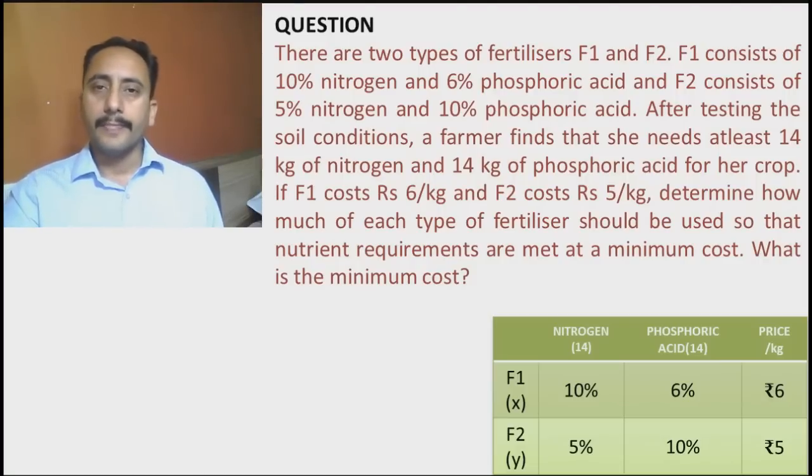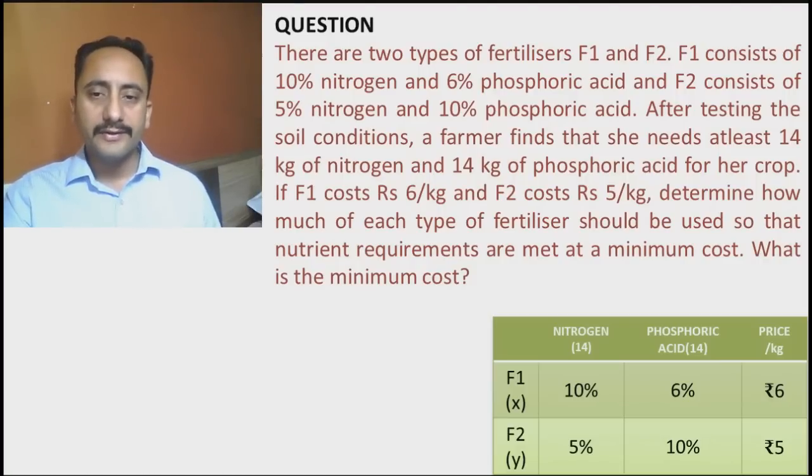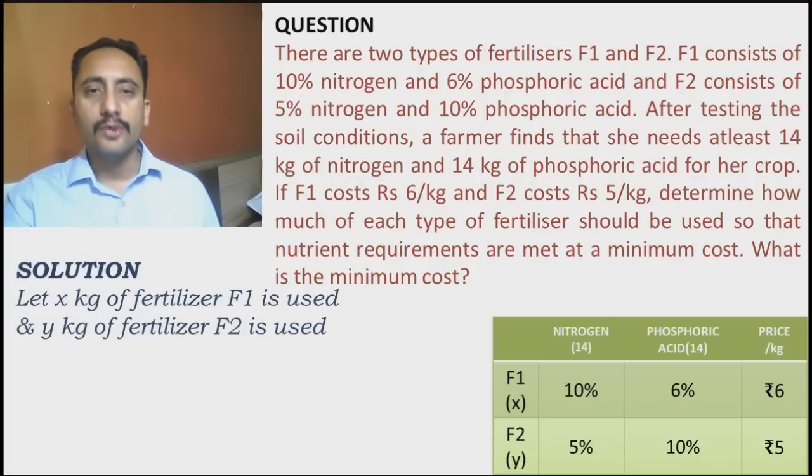Now, let us consider that the quantity of first fertilizer required is X, and for the second fertilizer required be Y. So first of all, we will introduce the variables in order to convert a given real life problem into a mathematical problem. Now let's try to form the constraints, the limitations which the farmer has.